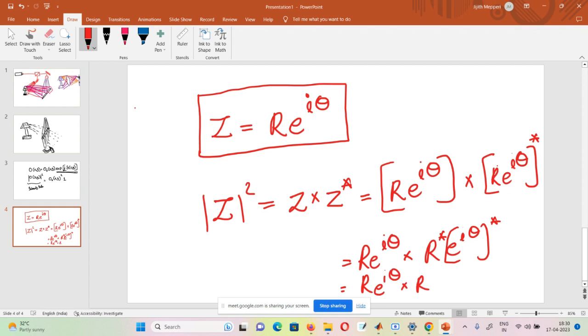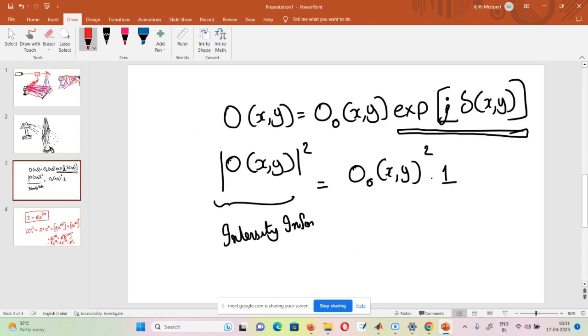What is the complex conjugate of something which has an I? You have to change the sign of the I. So e raised to I theta star will be e raised to minus I theta. Now you see e raised to I theta is here, e raised to minus I theta is here. These will multiply to form 1. Then r is here, r is here. That will become r square into 1.